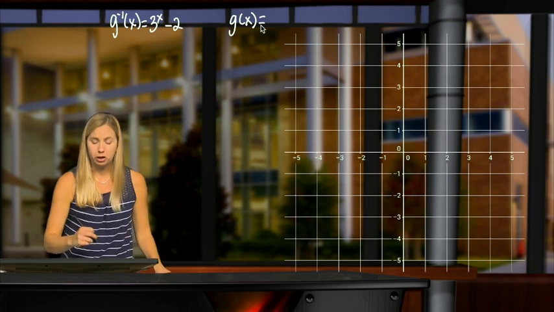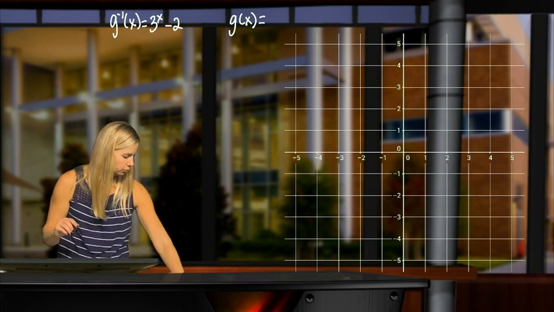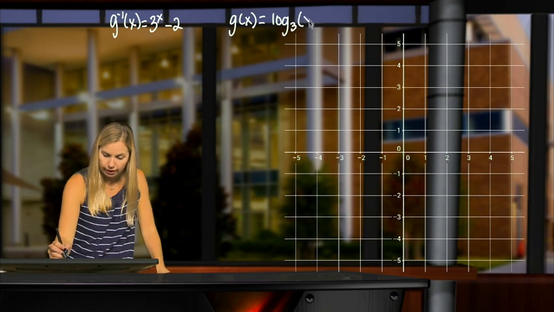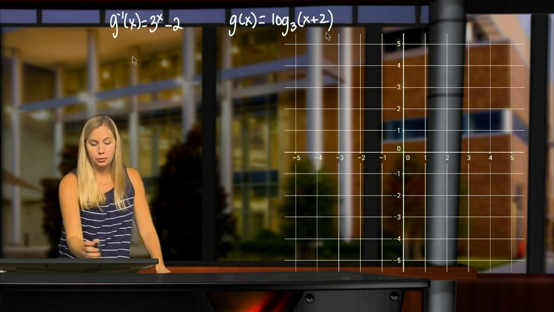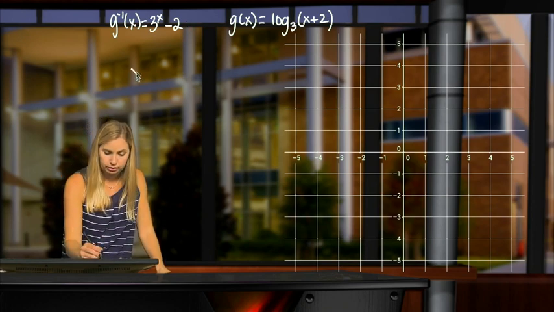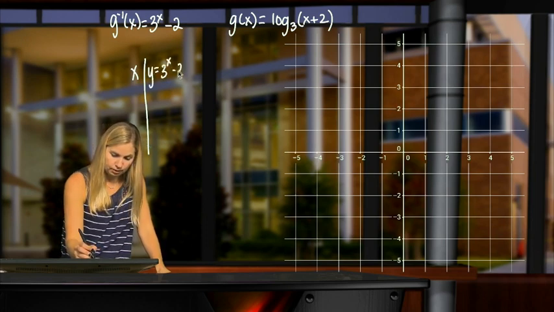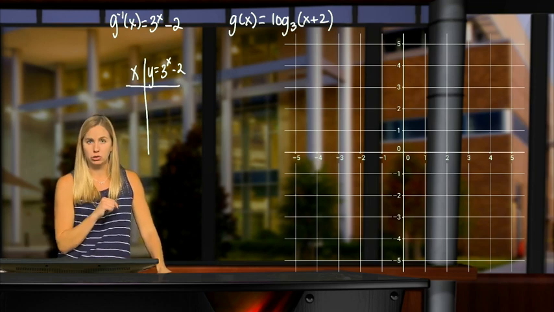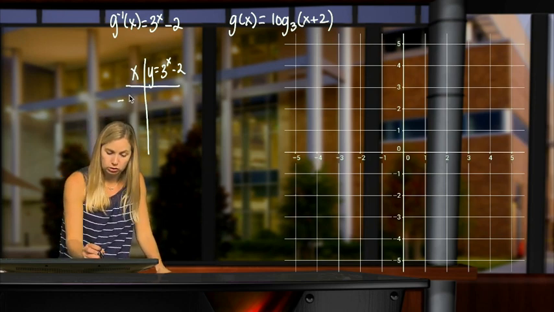I'm just going to rewrite our functions up here. We just found our inverse. It was 3 to the x minus 2. And our original function was log base 3 of x plus 2. All right, so we're going to create a table of values for g inverse. And I'm trying to be specific with that y column when I name it, just so that it's not confusing when I go to plot points on my graph. For an exponential, my domain is all real numbers, so let's use -2, -1, 0, 1, and 2.